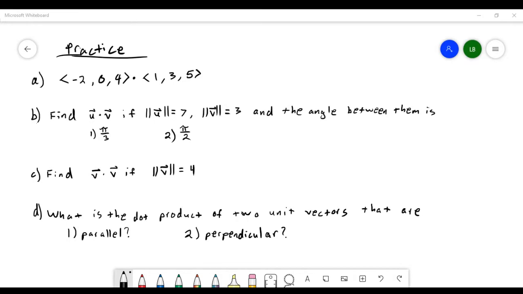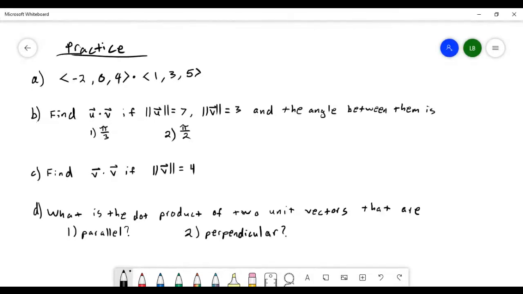Is A going to be 18? Yes, yes it is. And remember, that's because you just multiply them pairwise. So negative 2 times 1 is negative 2. Then 0 times 3 is 0. And then we have 4 times 5, which is 20. So negative 2 plus 0 plus 20, of course, gives us 18.